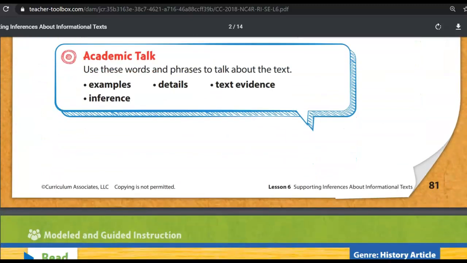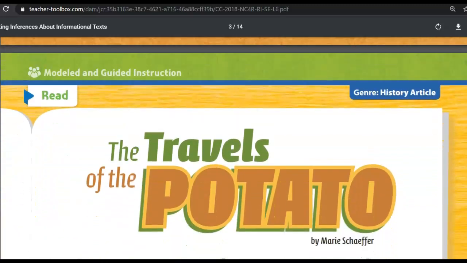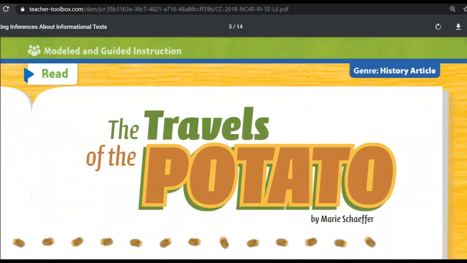I'm going to read this passage to you. Let's start by looking at the title. The Travels of the Potato. It's by Marie Schaefer. And we're going to take a look at the genre, which is history article. And we're going to use those two things to make a prediction about what we are reading about. So what do you think this article is about? The Travels of the Potato, and it's a history article. Well, your guess is as good as any.